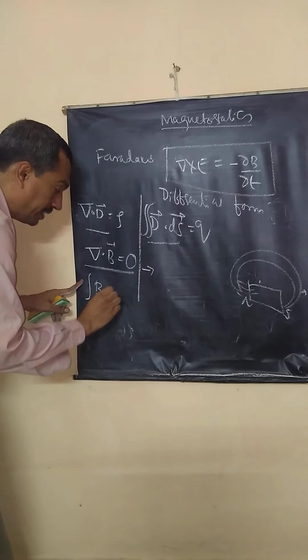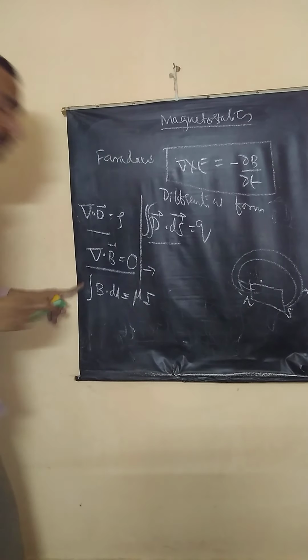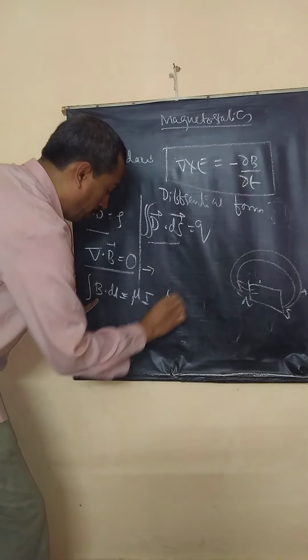B dot dl is equal to mu into I. This is the integral form. In integral form, the laws are easy to understand. B dot dl is equal to mu into I. Suppose I want to write the same Ampere's law in vector form. How can I write it? Sorry, differential form. In differential form, Ampere's law is written like this.